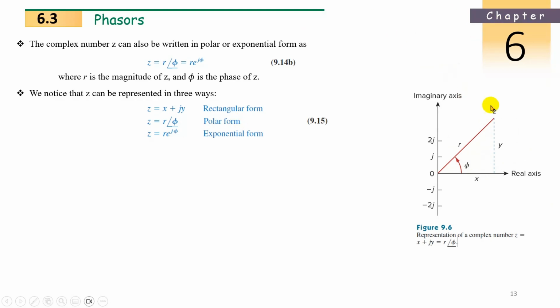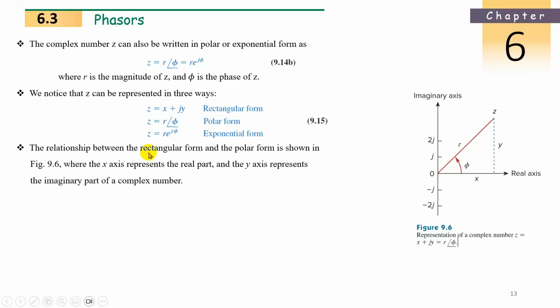This phi and the other side phi are both the same. So now what do you assume here? Okay, next. The relationship between rectangular form and polar form is as shown in the figure, where x represents the real part and y represents the imaginary part of the complex number x plus jy.